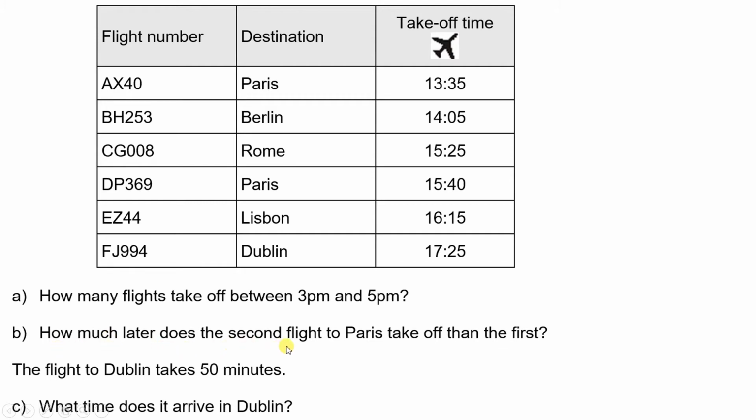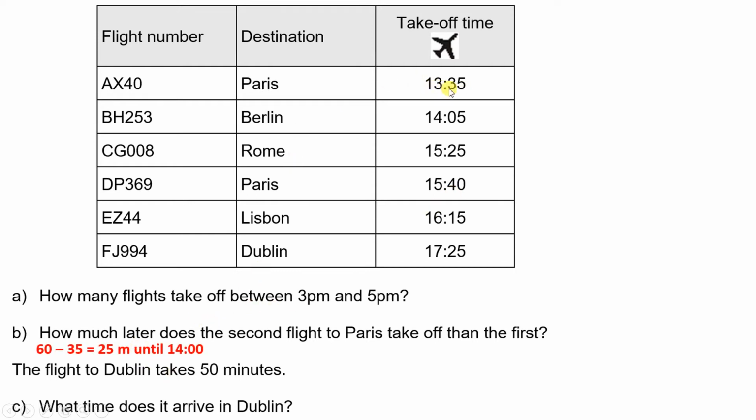How much later does the second flight to Paris take off than the first? The first one that takes off to Paris is at 13:35. The second one is at 15:40, and we need to find the difference between these times. And finding the difference between times, there are different ways to do it. The way I like to do it is to count up to the next hour, how many minutes to the next hour, then count on the hours, then count up how many extra minutes you need.